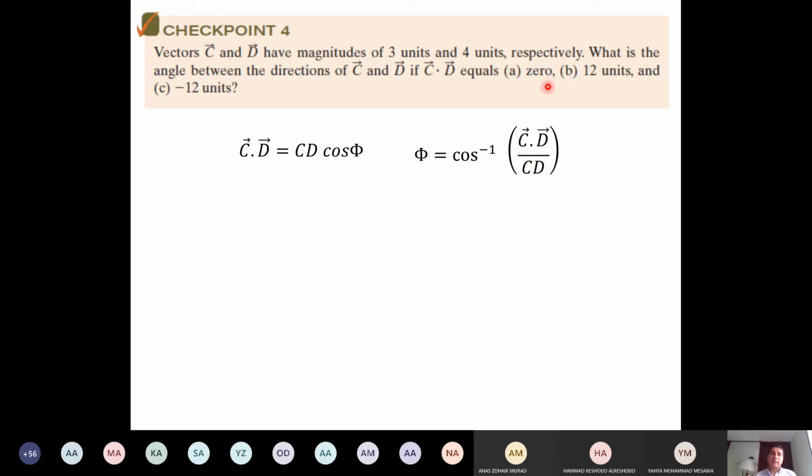But if the product was equal to 0, what should be the angle here between C and D? 90 degree, yes. Exactly, because the cosine for 90 is 0. And if it was 12, what is the angle here? 0. The angle is 0, yes, because the cosine for 0 is 1, and all you are going to do is 3 times 4, it will be 12. So it is understood now.